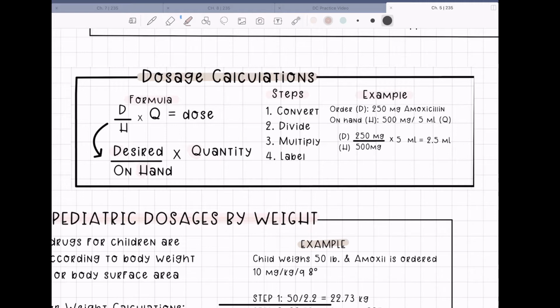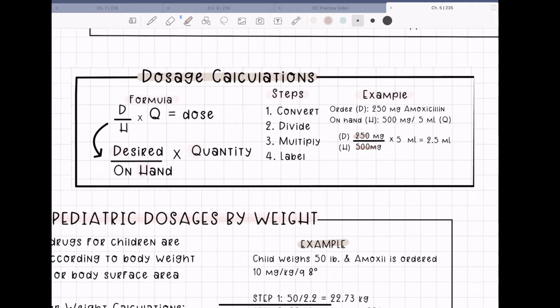Steps for calculating the dosage. First, you're going to convert any terms necessary to make sure that you get like terms. And so we want to always have the same terms here and here. So milligrams and milligrams. So these terms, whatever you have, your desired dose and your on-hand dose, those need to match. And then you're going to divide. So in this case, we're going to divide 250 by 500.